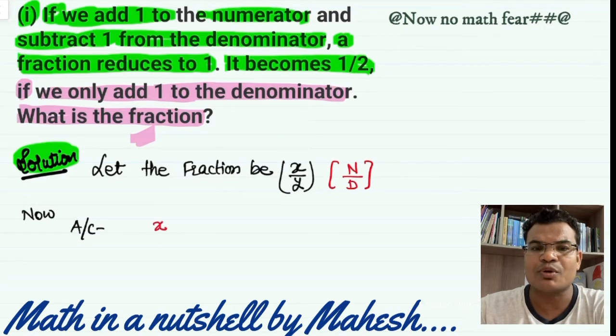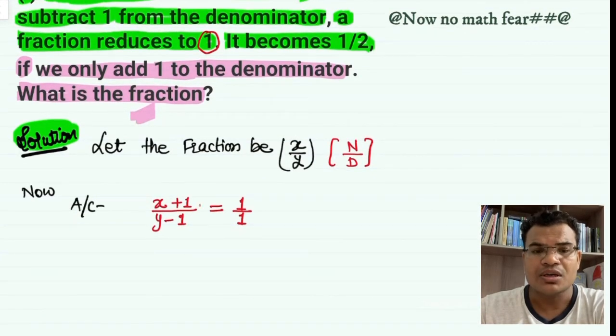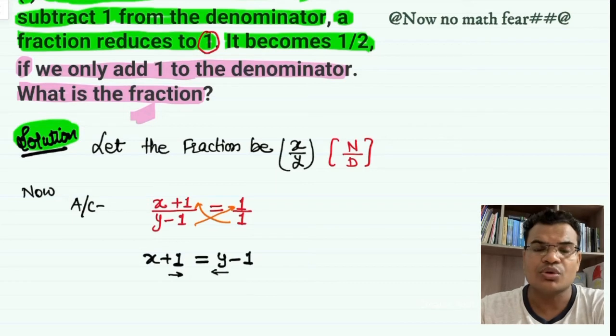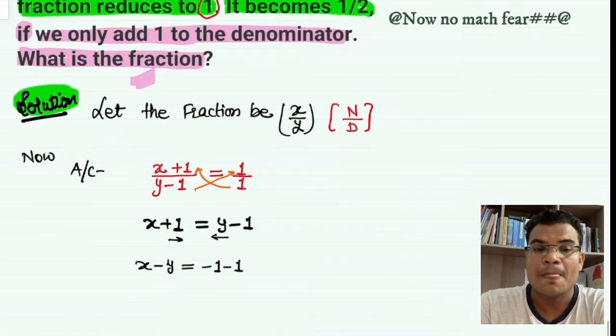So x upon y is the fraction, and it says add 1 to the numerator and subtract 1 from the denominator. So we'll write x plus 1 upon y minus 1, and it will become 1. So it is equal to 1 upon 1. Now cross multiplication: x plus 1 will be equal to y minus 1, because 1 is multiplied on the left side and the right side stays as it is. Now transpose the x and y: x minus y equals minus 1 minus 1, which is minus 2. So x minus y is equal to minus 2. This is your equation 1 from the first condition.